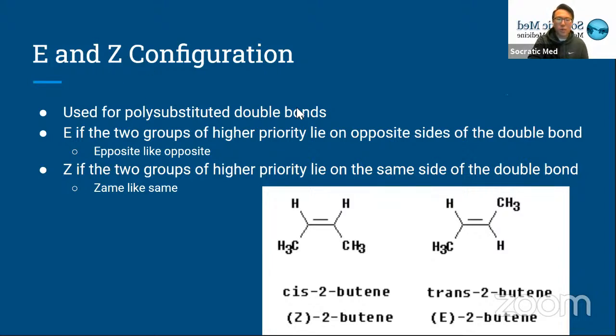So this is for when there is more than one substituent attached to each carbon in the double bond. You'll see E and Z, and then cis and trans being used also.